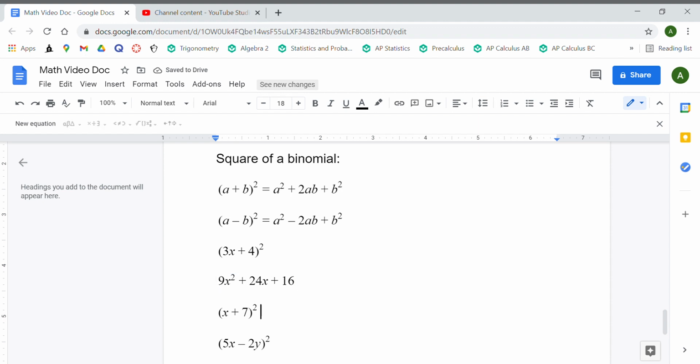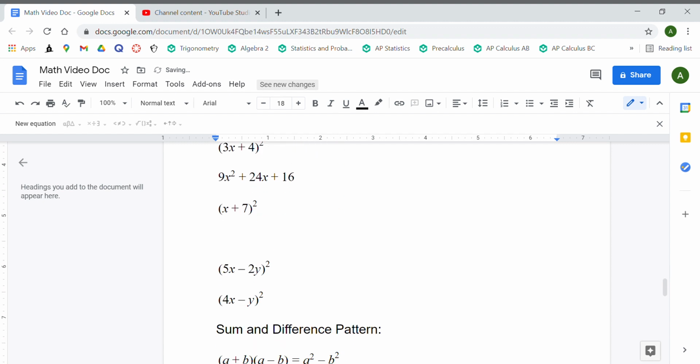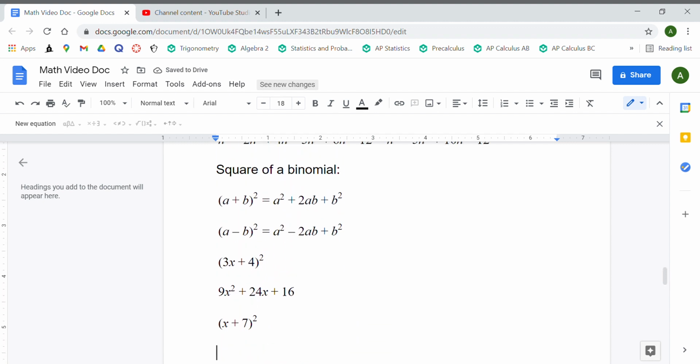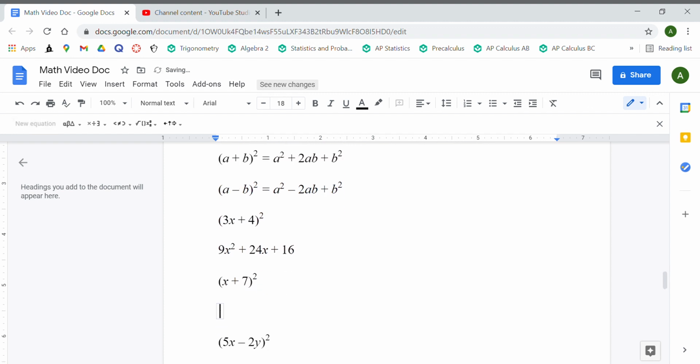Alright, try this one. X plus 7 squared. Pause the video and use this pattern right here and multiply. Alright, so let's give it a try. So it's x plus 7 squared. The way we write this is the square of the first term, simply x squared. The product of x and 7 is 7x. We need to double it, so we get 14x. And then 7 squared is 49.